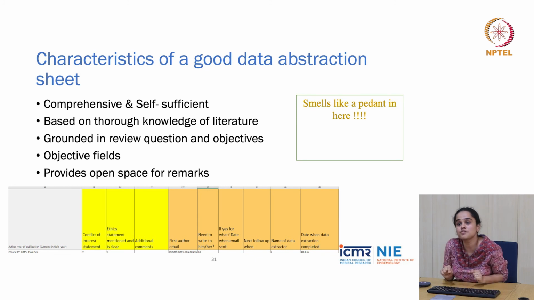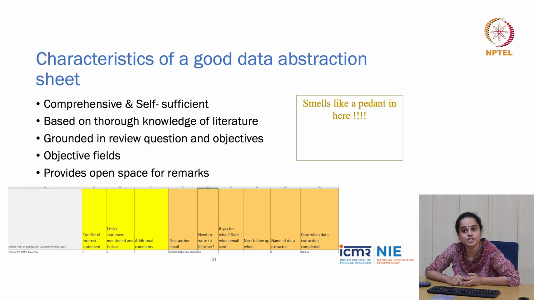Now, what I've done is given you a screenshot of the last few columns in my data abstraction sheet. And I'm sorry, it is not visible. I think the column number is JK. So you can go back and calculate how many columns there are in this data abstraction sheet before I reach this section. And this section is all the open space for remarks, like I said.